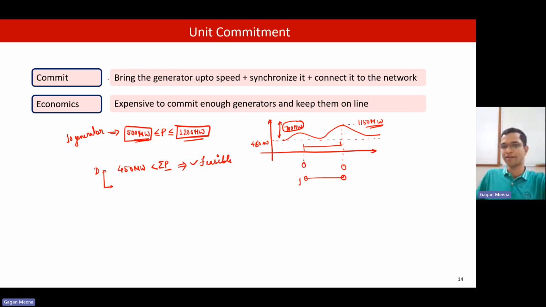Then I need to compare the cost for these two operations, C1 and C2. C2 where I keep them online, what is the cost? C1 where I make them offline and supply the demand with the other generators. Compare the cost. Which one is better? Which one is more economical? We will go with that. This kind of analysis is done using unit commitment.